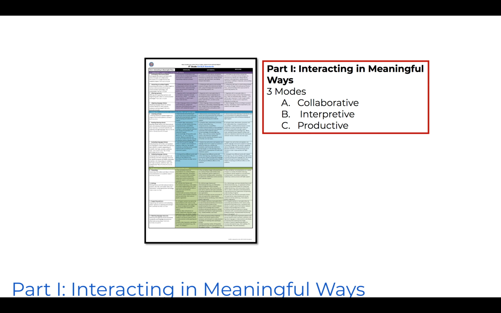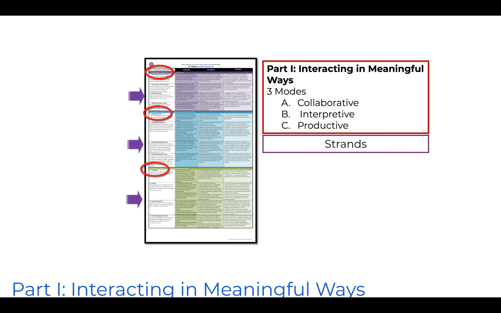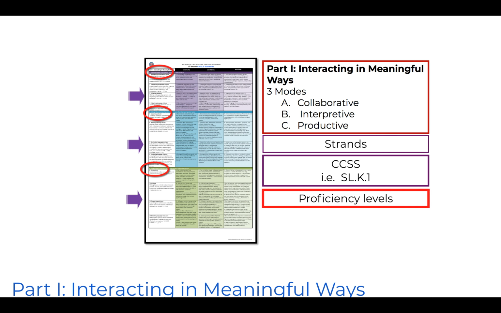The first side is the Part 1, Interacting in Meaningful Ways. Notice the three modes: collaborative, interpretive, and productive. The strands, which are the K-12 explanation of the standard, and the Common Core Standard connection. In this case, speaking and listening, the grade is Kinder, and it is the first standard, so Part 1A1.